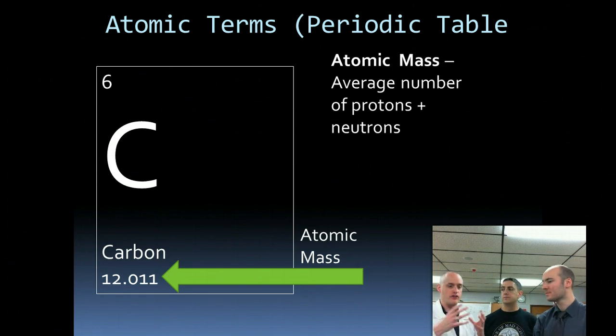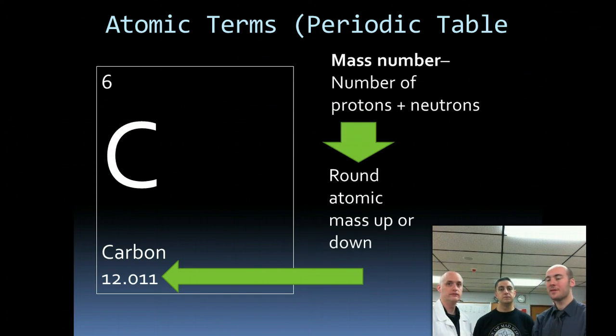So we're looking at an average mass of all these different things called isotopes, which we will get into later. The mass number is when you round that average atomic mass up or down to the nearest whole number. So the most common carbon atom would be 12. Carbon 12 would have 12 neutrons and protons together in the nucleus. So that's what we're actually going to use when you want to figure out how many neutrons you have.